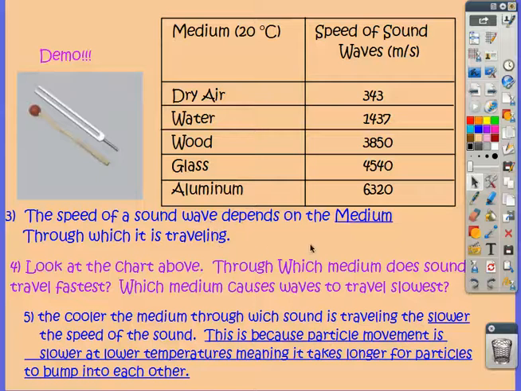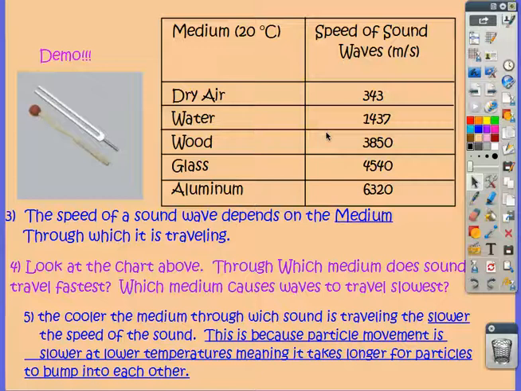Now, if we were to look at this chart here, we can see the different speeds of sound waves through a variety of different media at 20 degrees Celsius. So we can see that aluminum allows sound to travel the fastest of these materials, much faster through aluminum than a sound would be traveling through air. In fact, almost 20 times faster sound will travel through aluminum than it does through air, with various speeds in between. But if you look, solids have the fastest speed, and then a liquid is kind of lower than that, and a gas, dry air, has the lowest speed by far of the different media that are presented there.